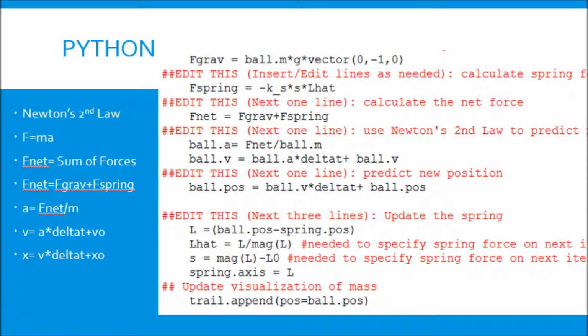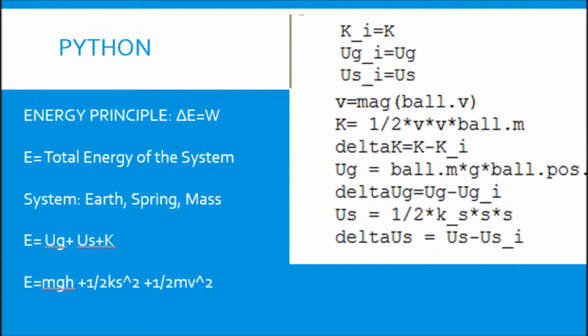Next in Python, we validated with the energy principle, and K initial we set to the K going into the loop. And then at the end, K is equal to 1/2 mv squared, U_G is mgh, and U_S is 1/2 k_s s squared. So what we did there is we added everything together to get the total energy, and this is how we're going to verify our model with the energy principle.